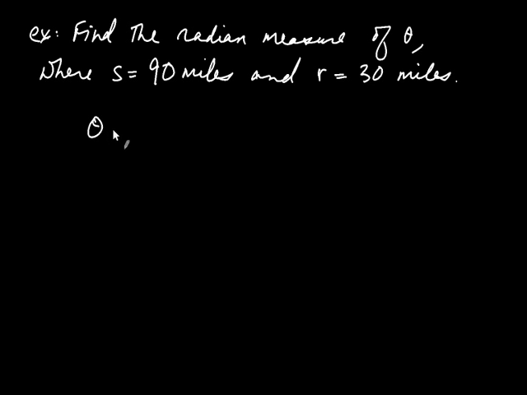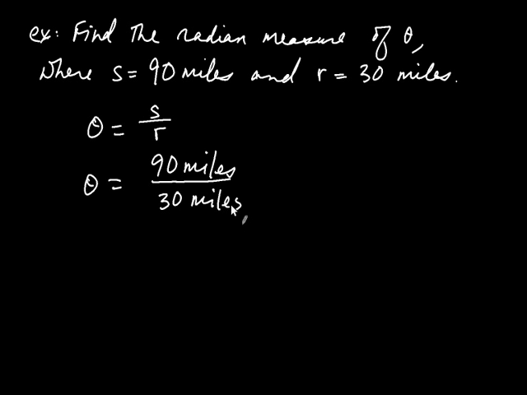The measure of the angle in radians is the arc length divided by the radius. So theta in this case is equal to 90 miles divided by the radius, which is 30 miles. That's a big circle. And then the miles cancel, right? The units cancel out, and you get theta is equal to 3. Now 3 what? Radians. What's the meaning of that word radians?